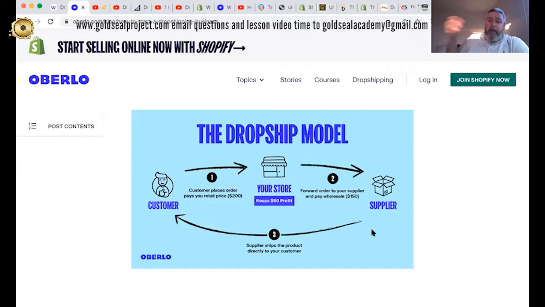Obviously, over time, you could develop your own dropshipping supply chain and offer dropshipping services to other people and get a better margin, so better profit for yourself. Okay, but in this instance here, we're just understanding how dropshipping works.